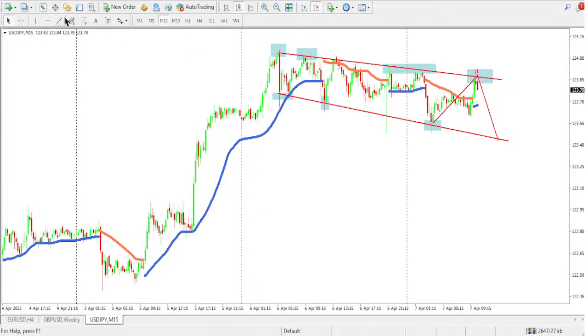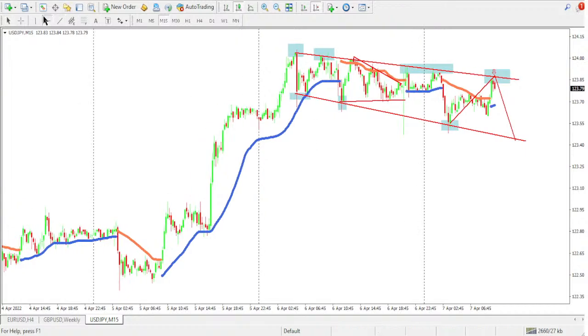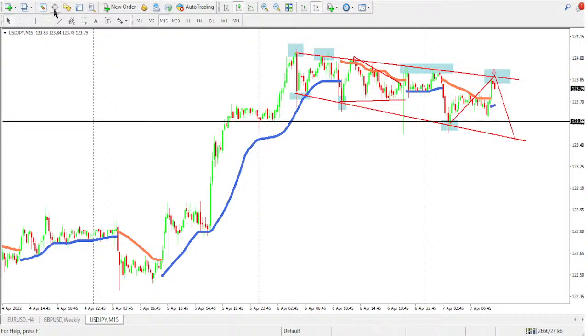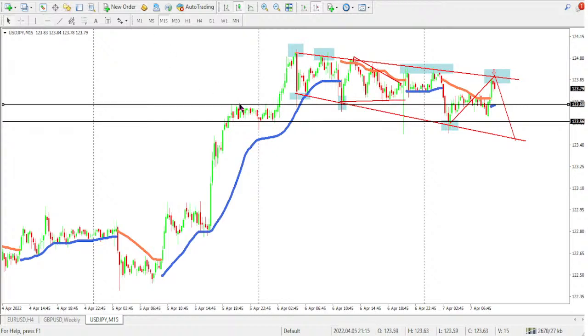So we have a shape there, and then we have another one like that. Then there is a minor shape. This doesn't look like a shape as such. It looks like a small rectangular formation. I'll draw it so that you're able to see it clearly.